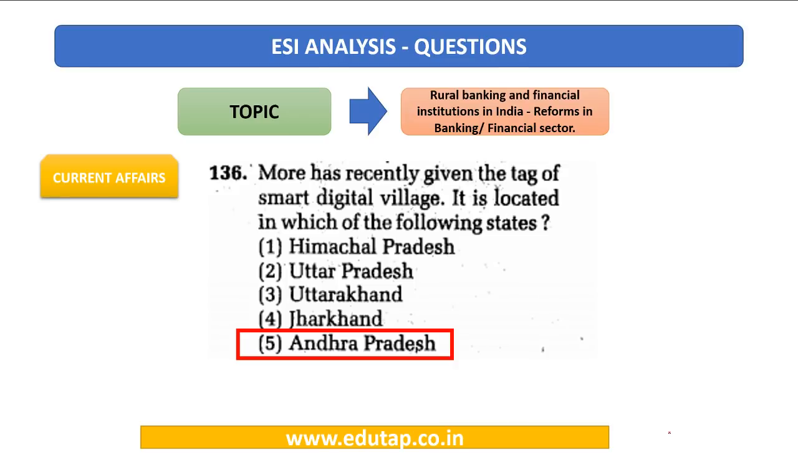The next question says, Mori is a village which is there in Andhra Pradesh. So Mori has recently given the tag of Smart Digital Village. It is located in which of the following states? Now the answer is automatically Andhra Pradesh, as I told you in the beginning. This particular question can be linked to the topic of rural banking and financial institutions in India. This topic is again present in NABARD's ESI syllabus, but not in RBI's. Now this question can be linked to the broader topic of current affairs. So again, this is a kind of question which you can also expect in the general awareness section as well.